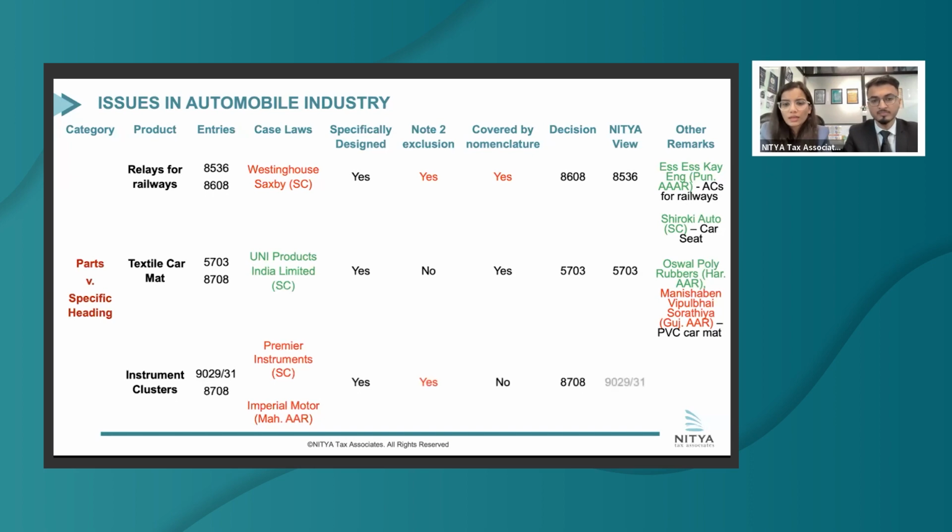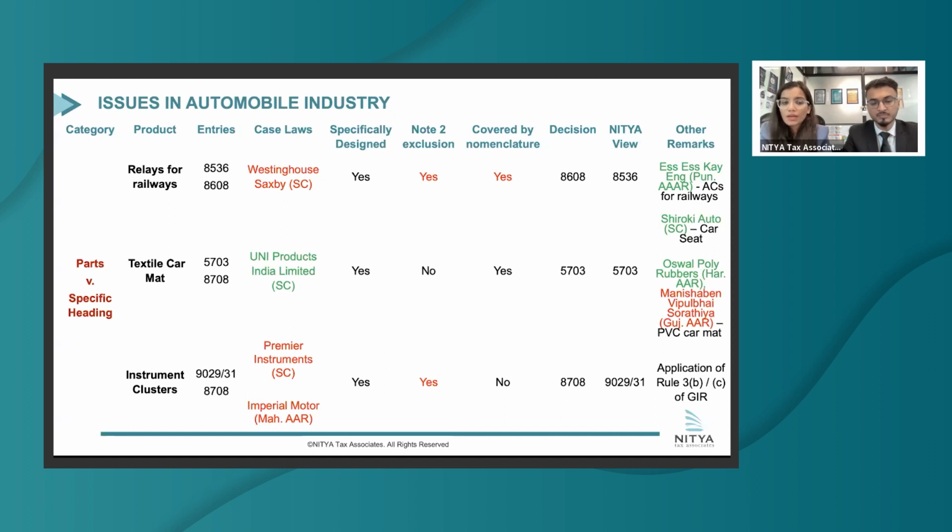In our view, the correct classification should be 9029, because as we discussed in the GIR, if there is a combination of goods, they have to be classified by the product that gives them their essential character. And if you cannot decide which product gives the essential character, then the last entry applies. So if we talk about instrument clusters, there are multiple things: speedometer, odometer, screen, etc.